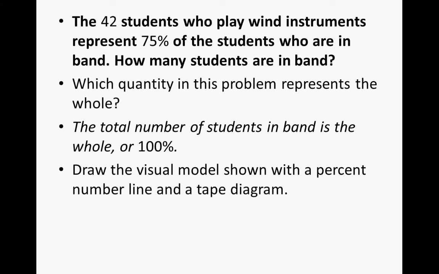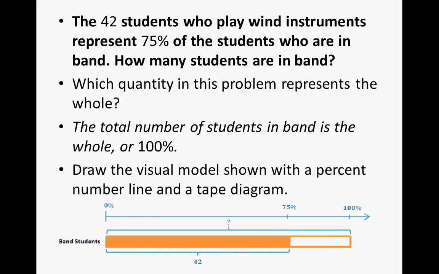So let's draw a visual model shown with the percent number line and a tape diagram. So this is the model you should use for the rest of these problems. Making sure that you have a line that equals 0 to 100%, and then a tape model that will represent the quantity and the whole of whatever it is we're talking about. Notice how 0 to 75% is modeled the same as 42 students is modeled, because 42 students is 75%.